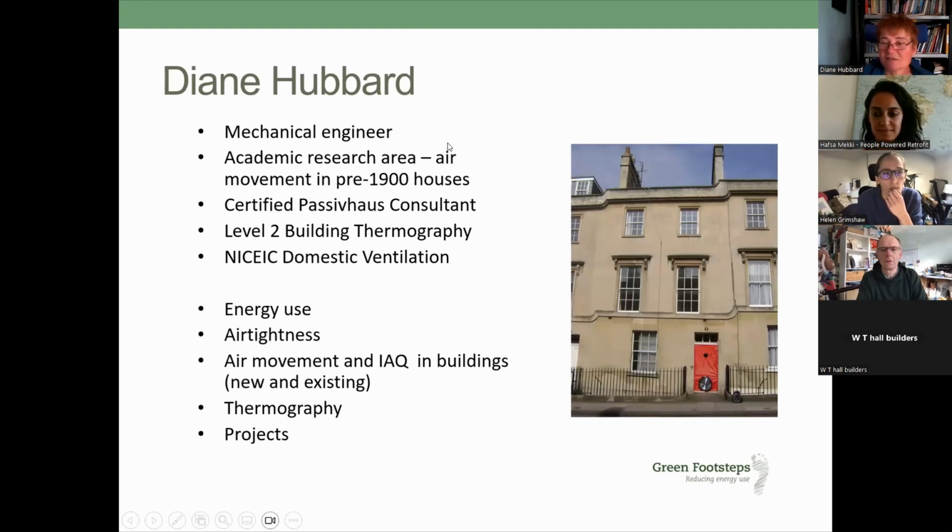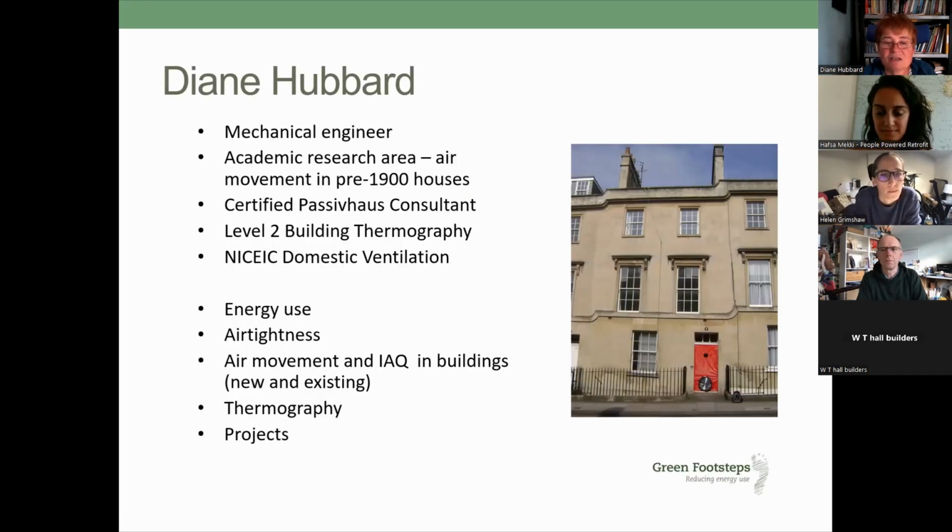To give you a bit of background first before I start, I'm particularly interested in pre-1900 houses, and that's my academic research area. I've got quite a lot of experience with new build as well, and I'm a Passive House consultant. So I get involved in things like ventilation and building testing. My experience is practical, but more on the testing and verification side. So this is the slant that I've put on this evening's presentation.